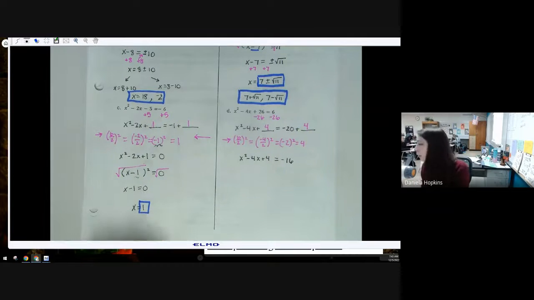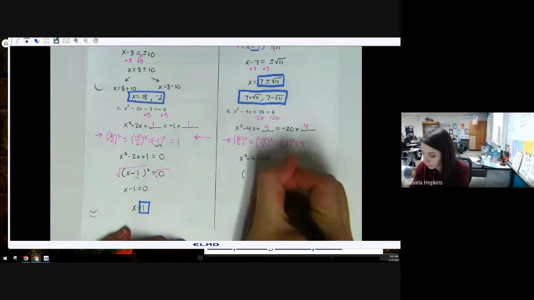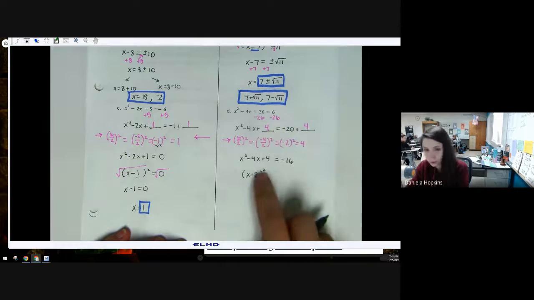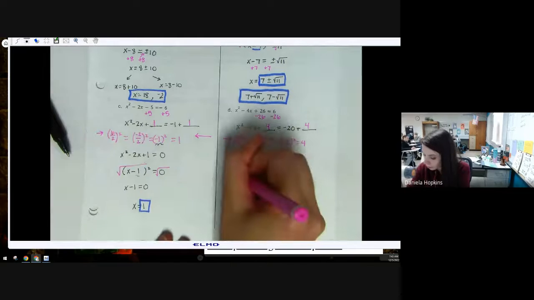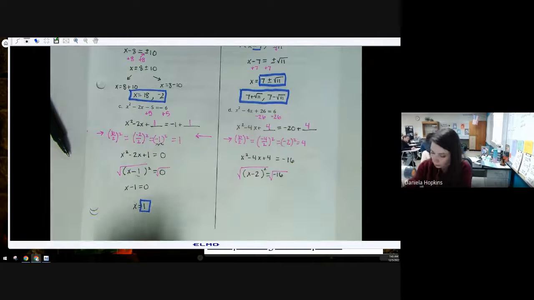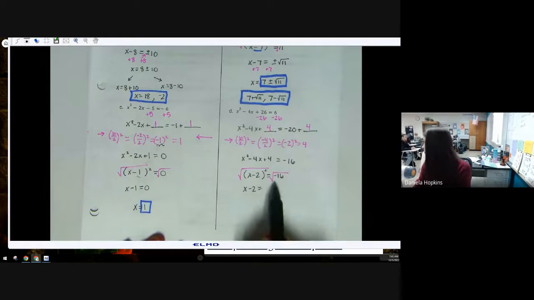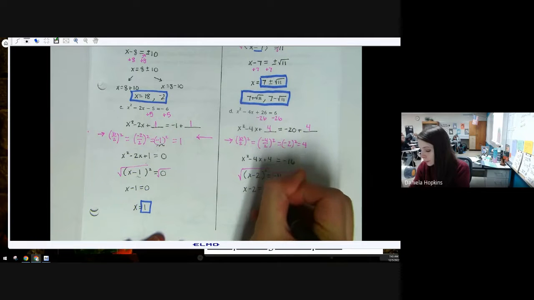At least it's a perfect square. What will this left side factor to? Anybody? What does my left side factor to? X minus 2 and then the squared equals negative 16. So now I can take the square root. So I'd have x minus 2 equals, without too much thought, what is the square root of negative 16? Ooh, so close. 4i, and it's a plus or minus.